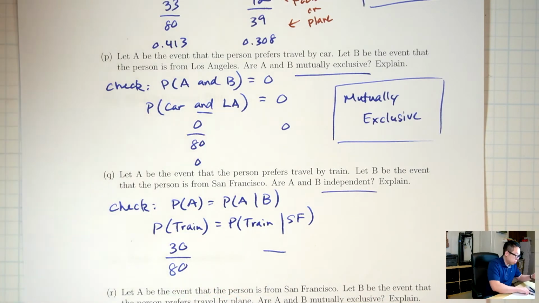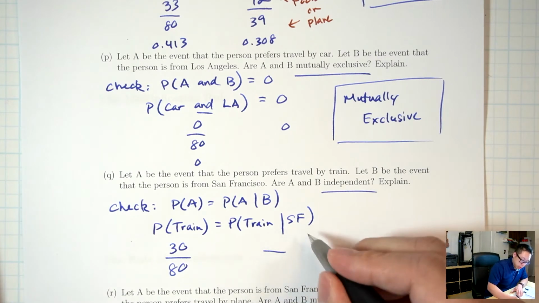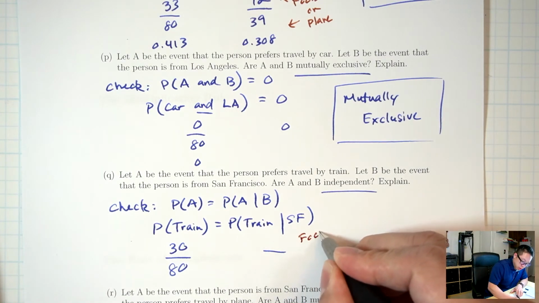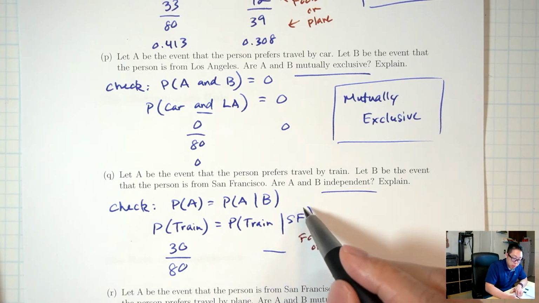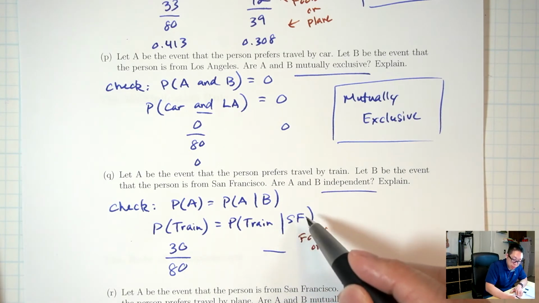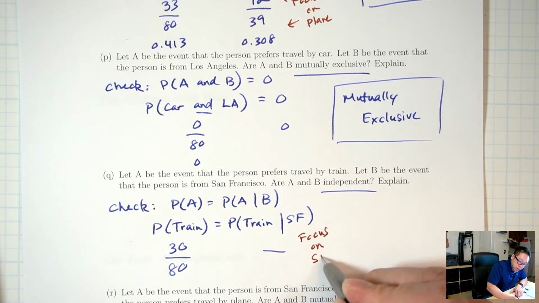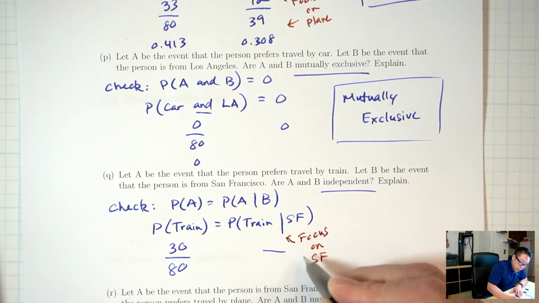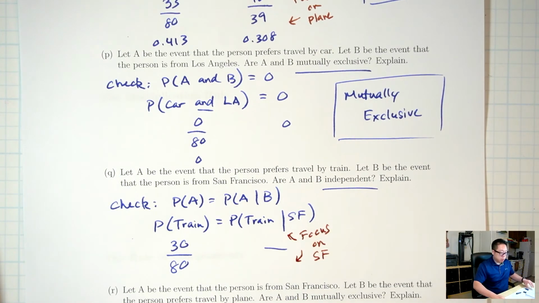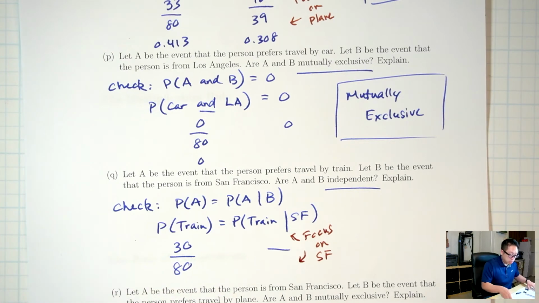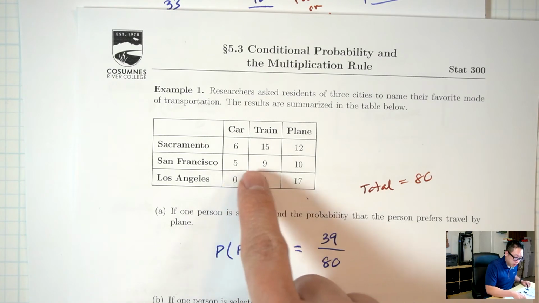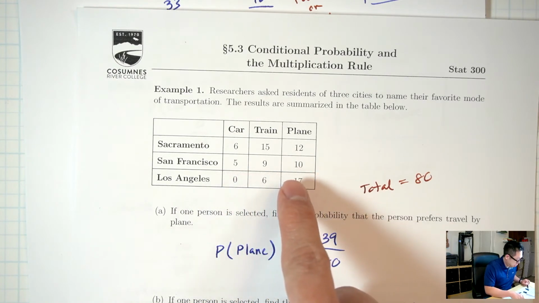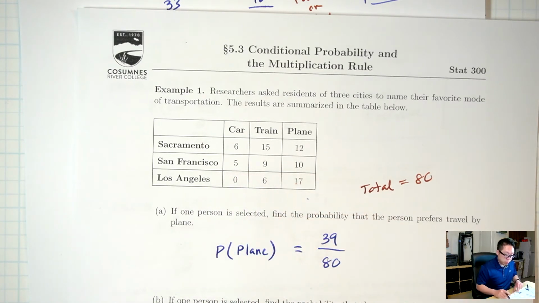The bottom is, we have to focus on what numbers here. I should be focusing on the given part, which is the second part, which is SF. So I should be focusing on just the SF numbers for the top and the bottom. So just on the San Francisco numbers, how many are there total? So just San Francisco, 5, 9, 10. The total is 24.